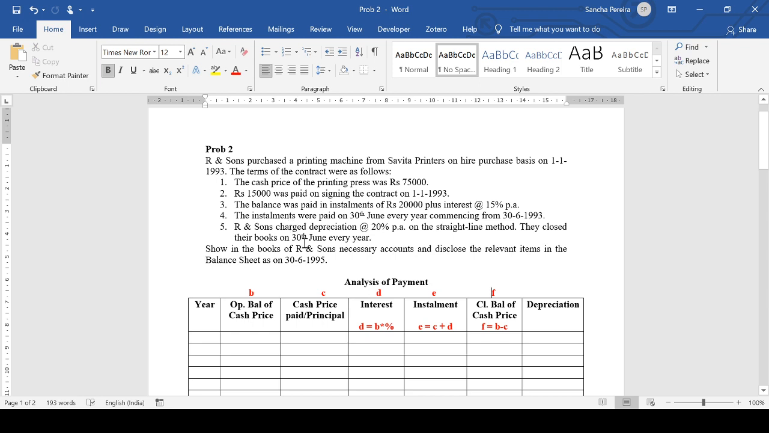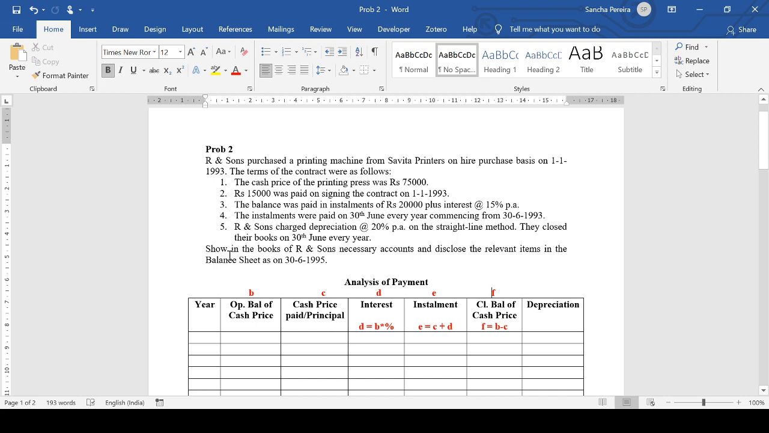R and Sons charge depreciation at 20% per annum on the straight line method. I hope you all know what the straight line method is. We also call it the original cost method, where every year the amount of depreciation remains fixed. We also call it the fixed installment method. Every year the amount of depreciation remains fixed. So every year on 30th June we have to calculate the depreciation. They close their books on 30th June every year.